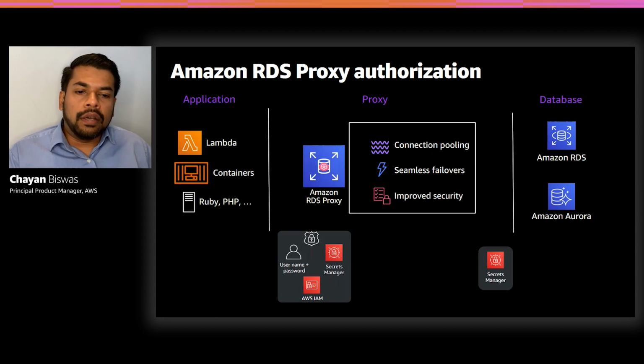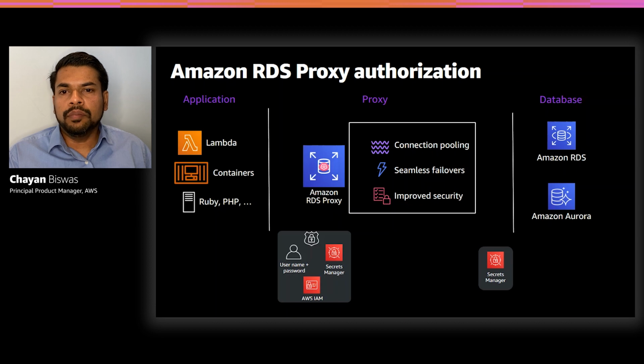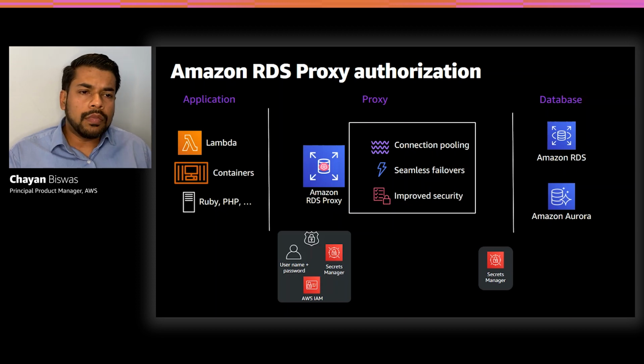Another added layer of control that you achieve with RDS Proxy is that you can say, hey, you know what, I don't want to pass in usernames and passwords. What I'm going to do is use my IAM execution role. So you can use the IAM execution role associated with your Lambda function or with your EC2 instance and use that to authenticate with the RDS Proxy. RDS Proxy, of course, sitting in between, provides you connection pooling, seamless failovers, and improved security.